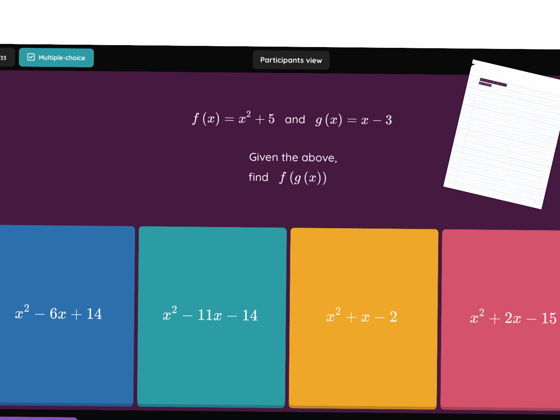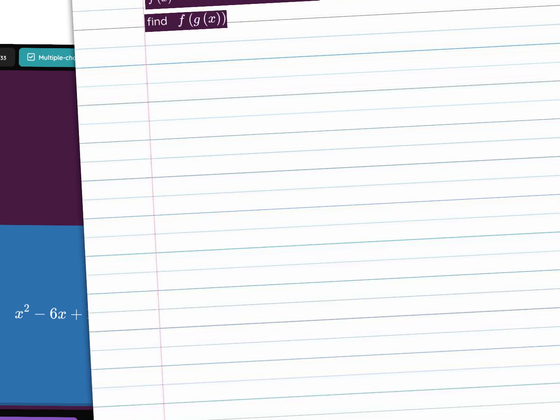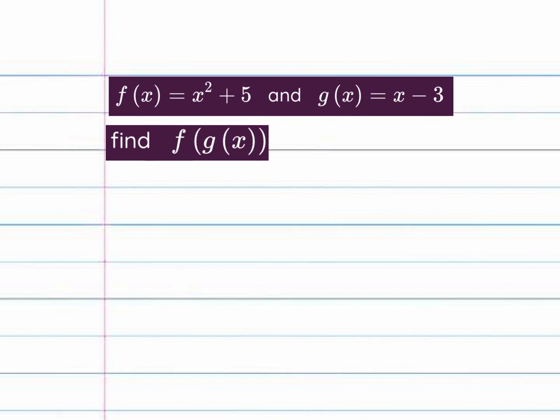Here we go. f of x equals x squared plus 5 and g of x equals x minus 3. Given that, find f of g of x. Okay, so remember how this works, guys. You take whatever's in here and you plug it into the bigger outside function. So let's actually go to my notebook here. I already have the question copied.